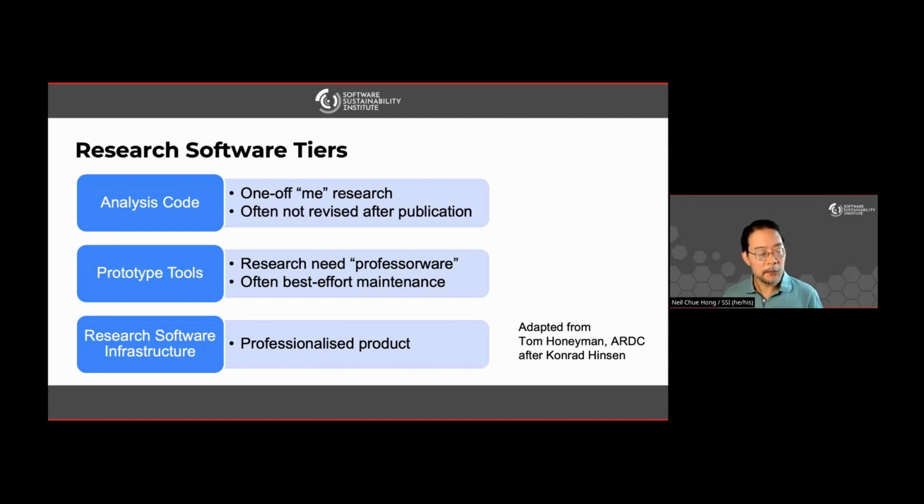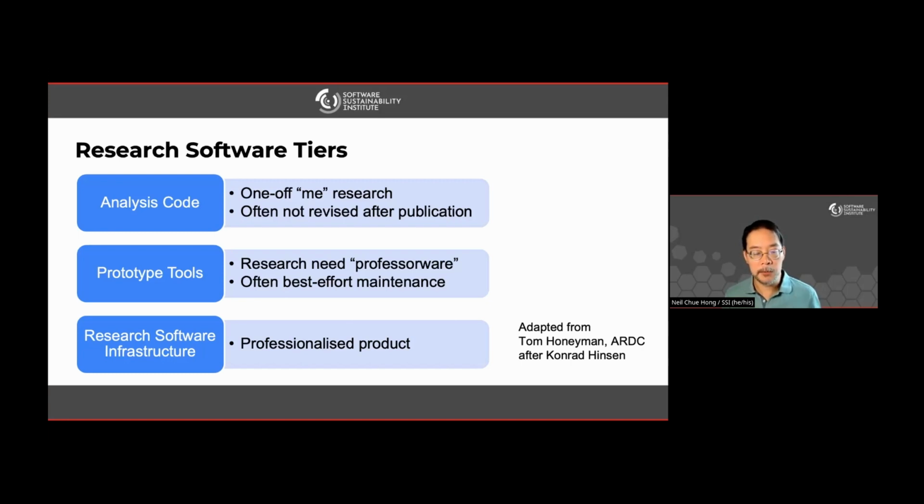And these three different levels, you could have code that starts as analysis code, moves into becoming a prototype tool, and finally becomes research software infrastructure. You could have software that started off as an idea for being research software infrastructure and was immediately built using those kinds of techniques. You can have software that combines all three different types of code.